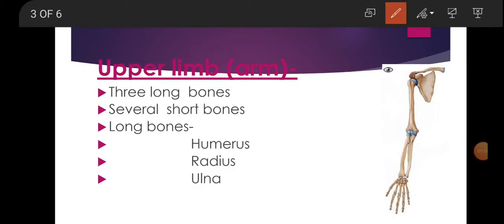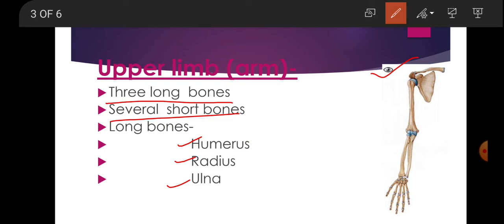Look at this picture. This is the skeleton of the upper limb, which is called the arm. So the arm has 3 long bones and several short bones. Long bones are humerus, radius and ulna.